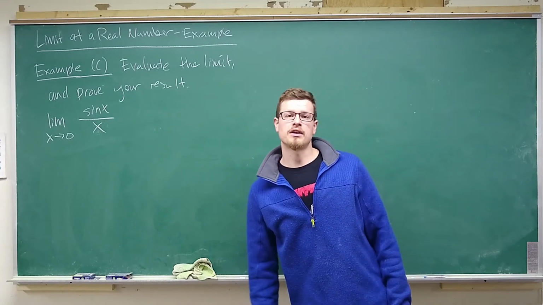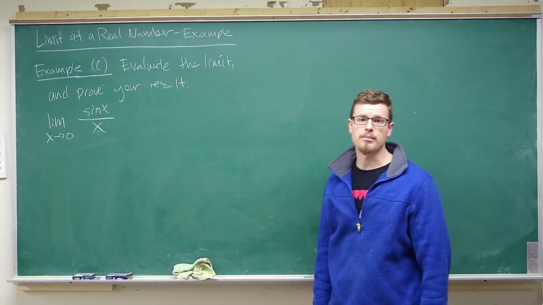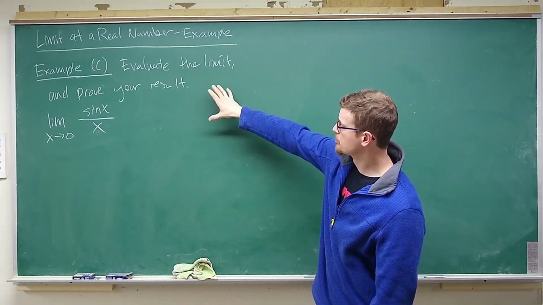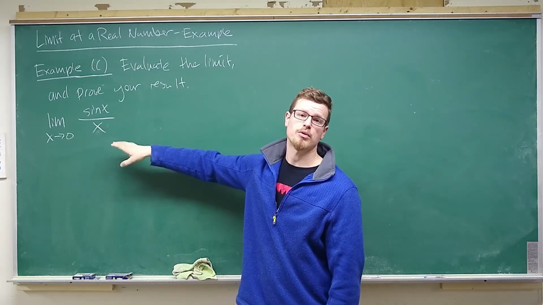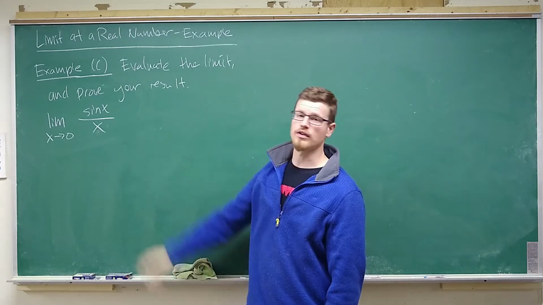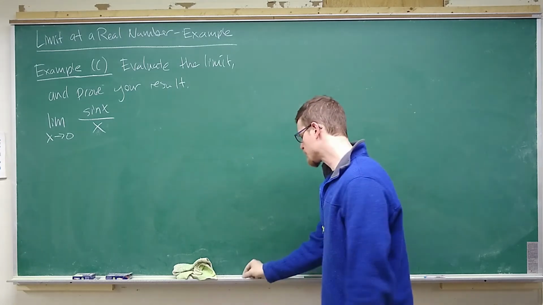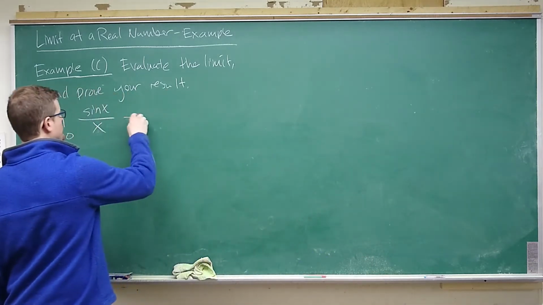We want to take another look at an example of evaluating a limit at a real number. So we want to evaluate our limit, prove the result, and the limit of interest in this case is the limit as x approaches 0 of sine of x over x. This is a familiar limit to us, and we should already be aware that the limit is 1.